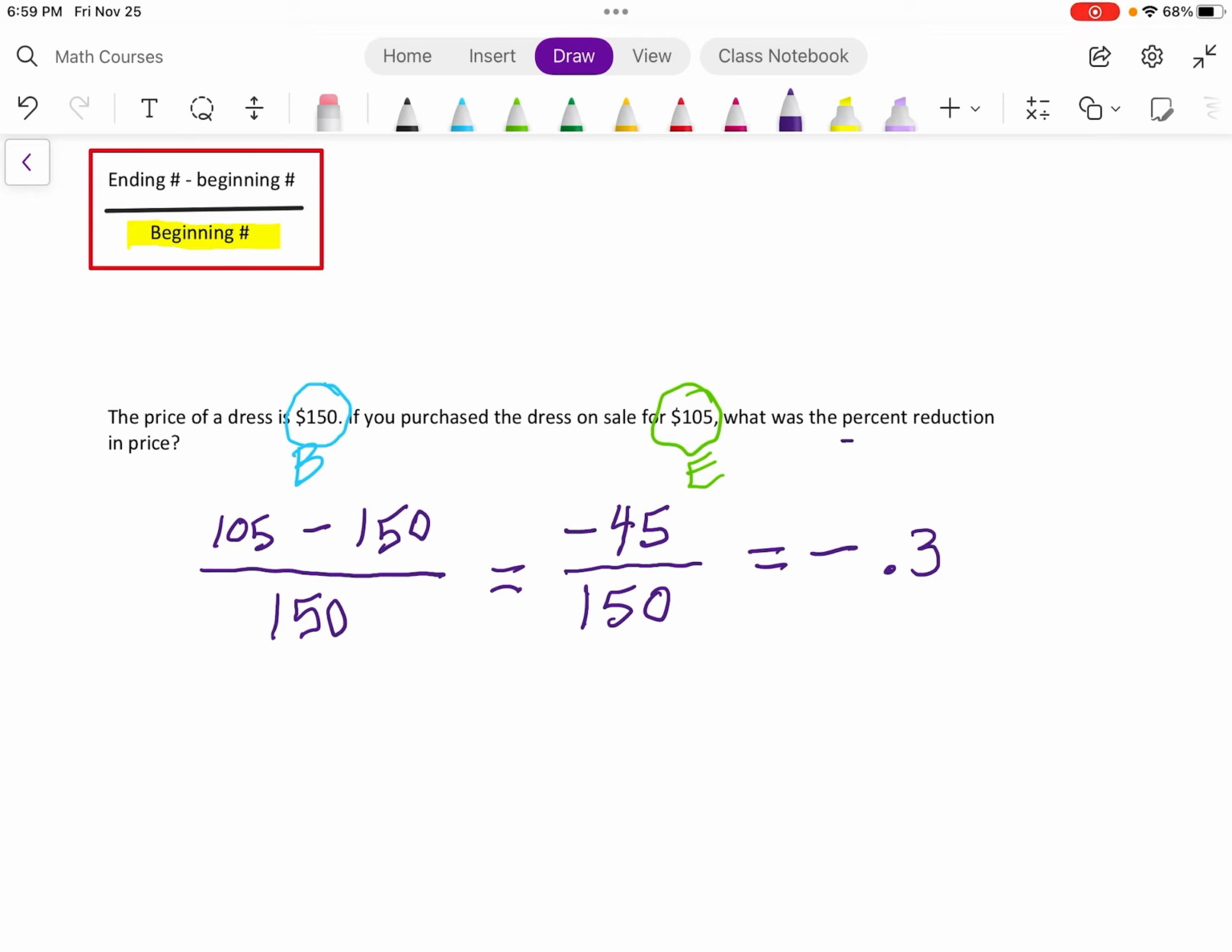But we want the percent reduction. So I need to change the 0.3 to percent. So I'm going to move the decimal place 2 over. And that gives me a negative 30%. Now the negative itself isn't necessary in this case because they're already asking you what was the percent reduction. So the percent reduction is 30% reduced. And that's what the negative means.